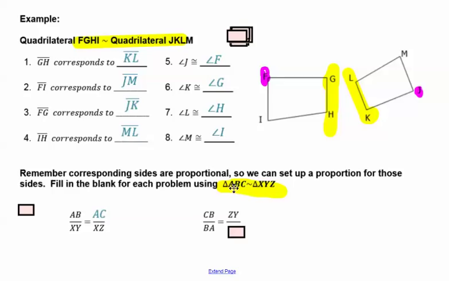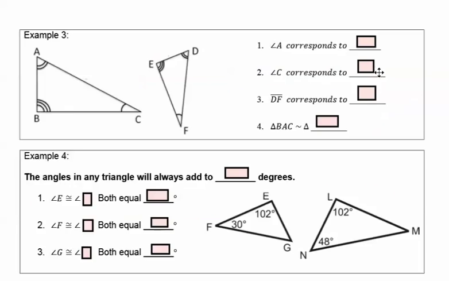So CB, they're saying matches ZY, okay? So now who matches BA? BA would go with YZ, okay? Perfect. All right. Let's look at the next.